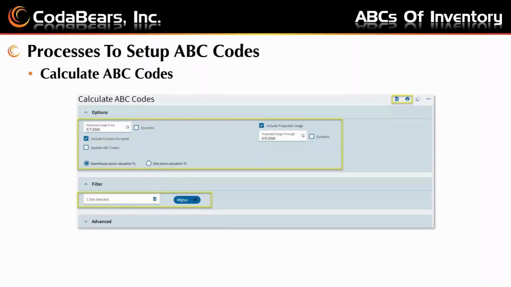So next we're covering the different ways to set up ABC codes, different processes. The first one would be to go ahead and utilize Epicor's calculate ABC code.